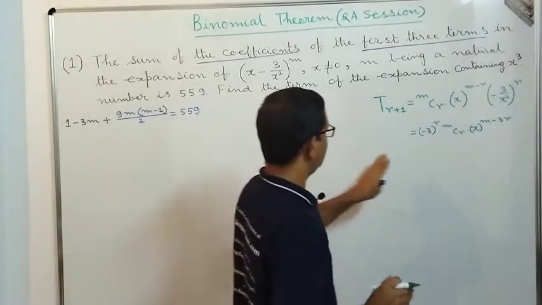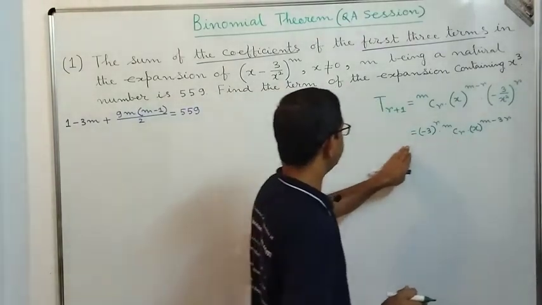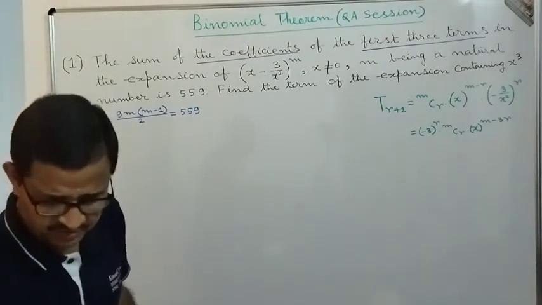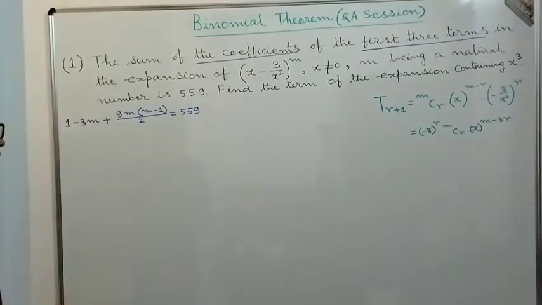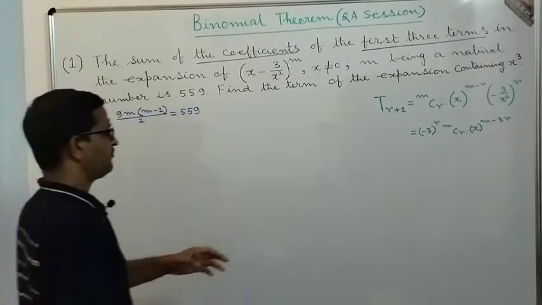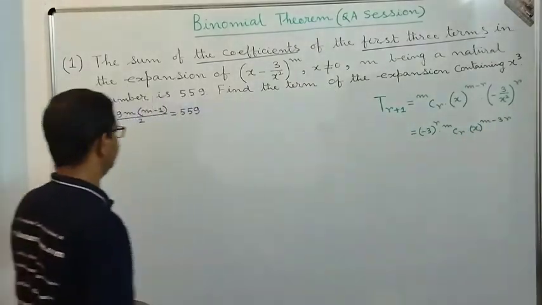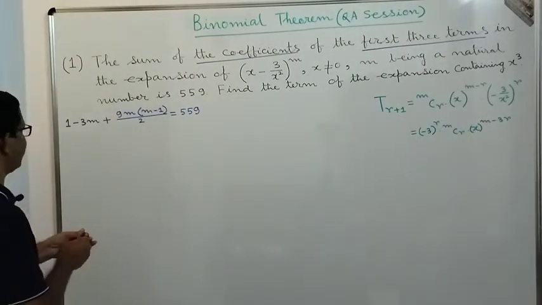we need to find which term will contain x power 3, so that we can find it out accordingly. Once we find the value of m, we can adjust what the value of r will be; that will come after a few minutes. Now let us first find the value of m here.